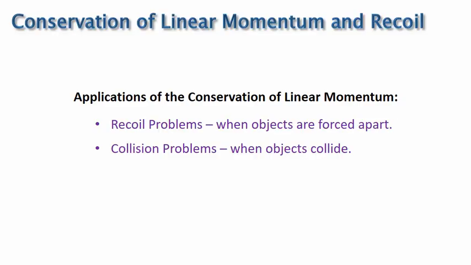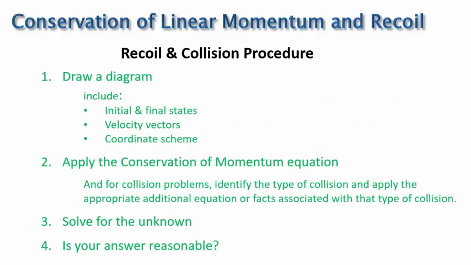For both types of problems, we will follow the same basic procedure. First, draw a diagram that includes the initial and final states of the objects, the velocity vectors, and the coordinate scheme. Then apply the conservation of momentum equation. When we get to the collision problems in the next video, we'll also see that there are several categories of collisions, and there will be additional equations or other facts to apply. The next step is to solve for the unknown and then make sure that the answer is reasonable.